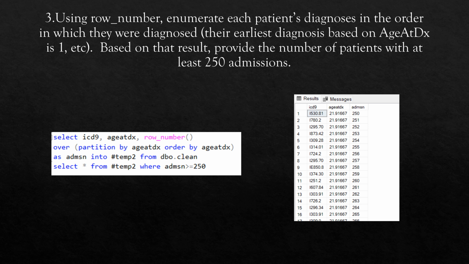Now moving to the third question, it's about using a row number to enumerate each patient's diagnosis in the order in which they were diagnosed. The earliest diagnosis based on age at diagnosis is 1, and so on. Now based on that result, provide the number of patients with at least 250 admissions. So for this query, we use a row number function to enumerate each patient's diagnosis based on the age at diagnosis. The result is filtered to show patients with at least 250 admissions, each diagnosis counting as one admission. Now this query helps identify patients with a significant number of primary diagnoses.